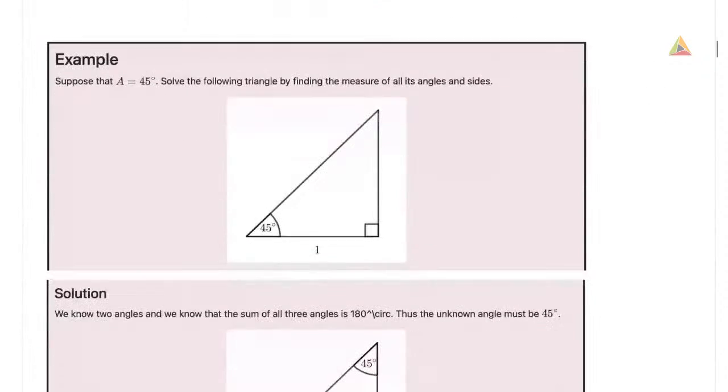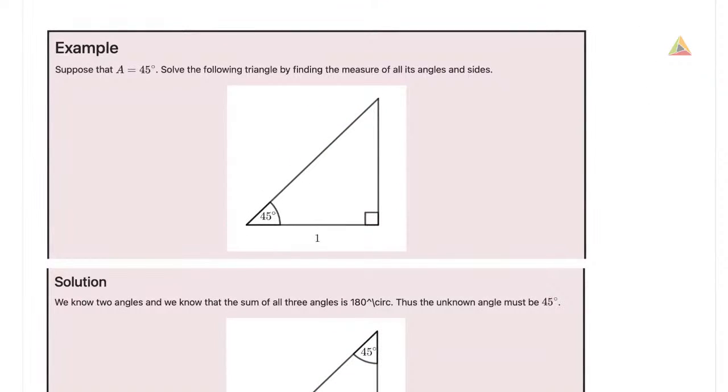So the example is, suppose that A is 45 degrees. So the angle A is 45 degrees, that's this angle here. Solve the following triangle by finding the measure of all of its angles and sides. Okay, so this angle here is obviously going to be 90 degrees because it's signified by the 90 degree angle sign. Now we know that there's 180 degrees in a triangle. So to get what this angle is here, we need to take 90 and 45 away from 180. So 180 degrees minus 90 plus 45.